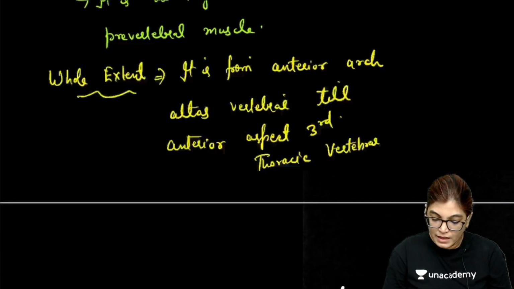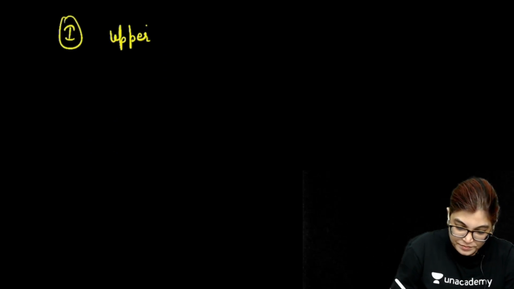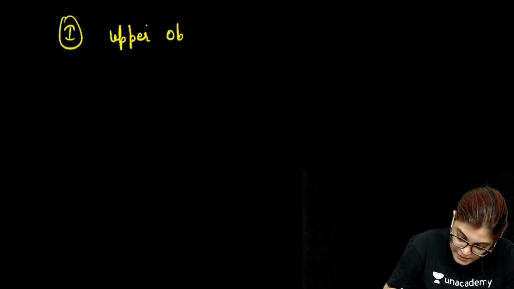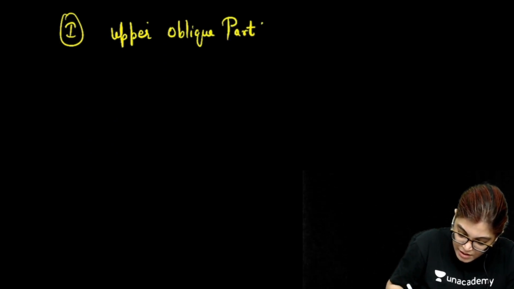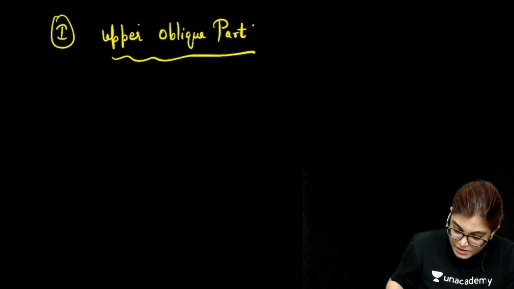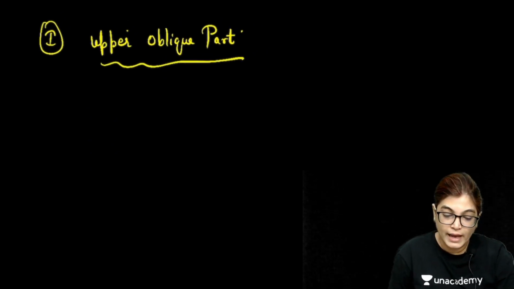Now let's see the first part. It has 3 parts: superior, inferior and the middle part. The middle part is called the vertical part. Let's discuss the individual parts. Firstly we will discuss the superior part, also called the upper oblique part, which is the superior part of the longus coli muscle.